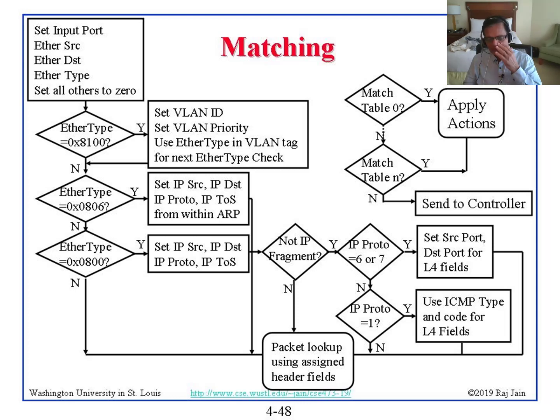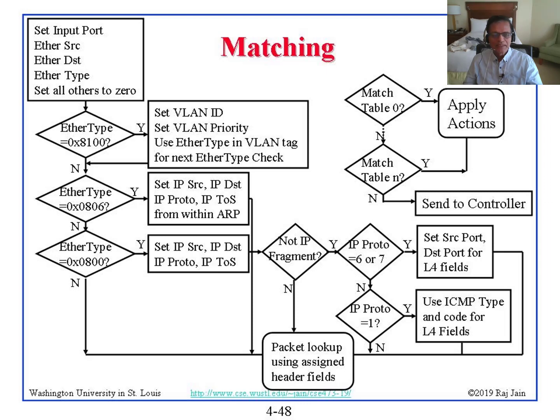The matching works as follows. Again, this matching is not in the book, but here is how it works. We set the input port. So when the packet comes, we set the input interface. We say it came on wire number 1. And we take out the Ethernet source, Ethernet destination, and Ethernet type, and set all others to 0.